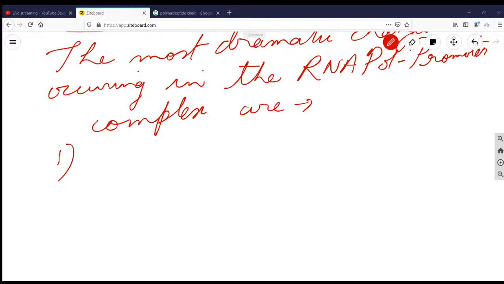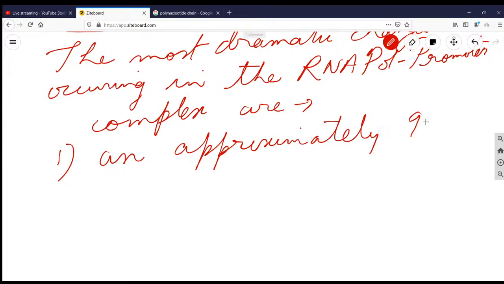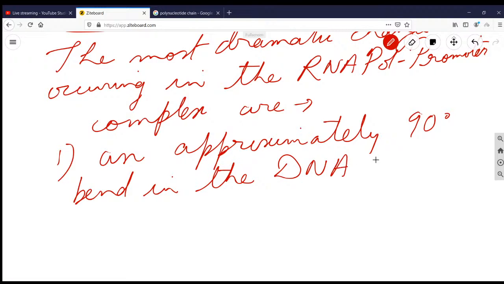Okay, and why does this bend occur? An approximately 90-degree bend in the DNA occurs. Again, the question is why. Why does this bend occur? When you bend the DNA 90 degrees, it will allow the template strand to approach the active site of the enzyme RNA polymerase.